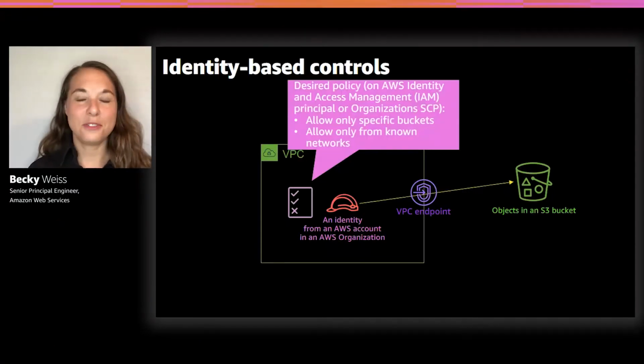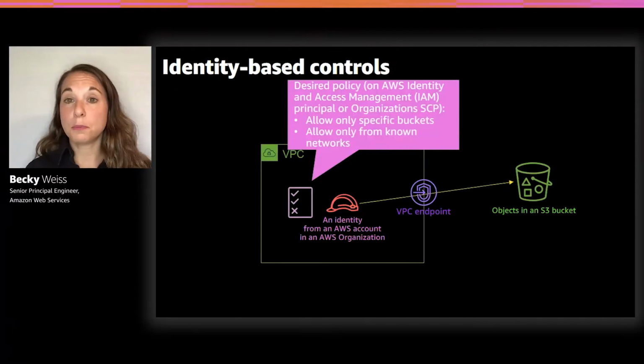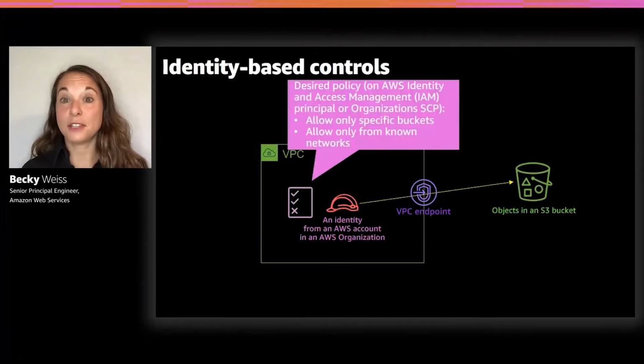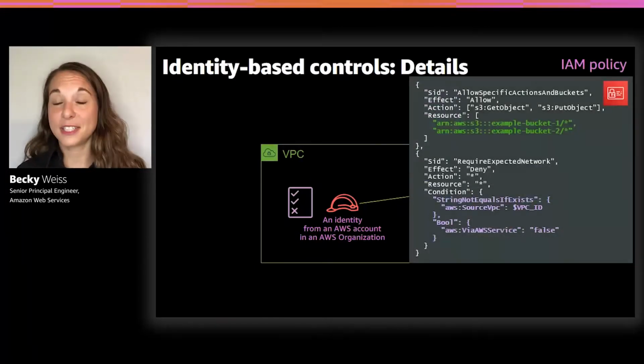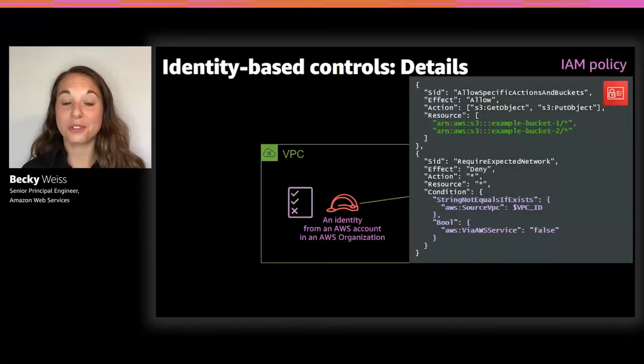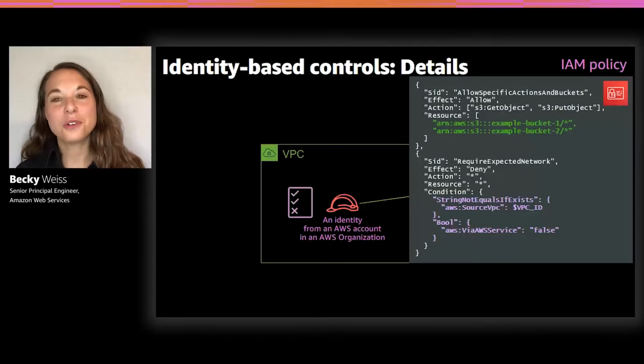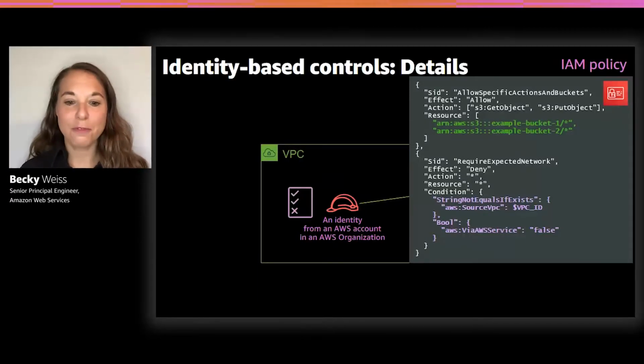Well, as you know from using AWS IAM, you write these permission policies for your identities that say what they can and cannot do. Well, this is a great place to be asserting that this identity is going to talk to specific resources that it needs to talk to. If it's an application, you usually know exactly what those are. And you can also assert where in the network they're supposed to come from.